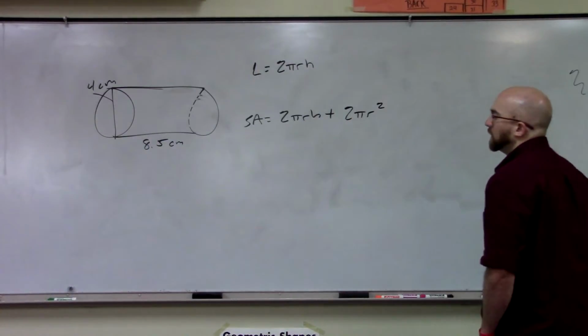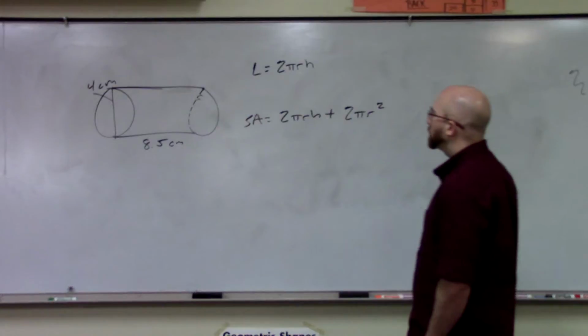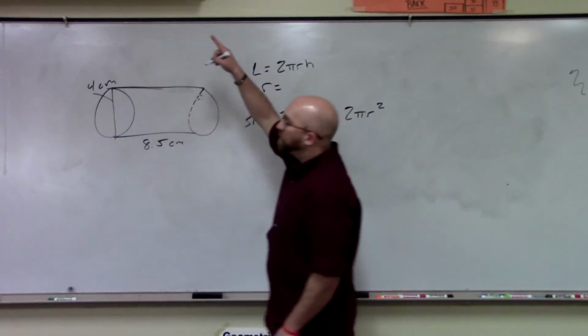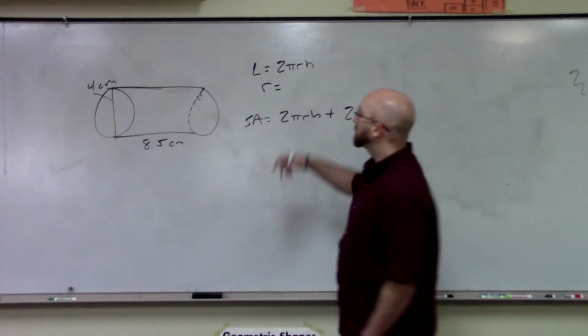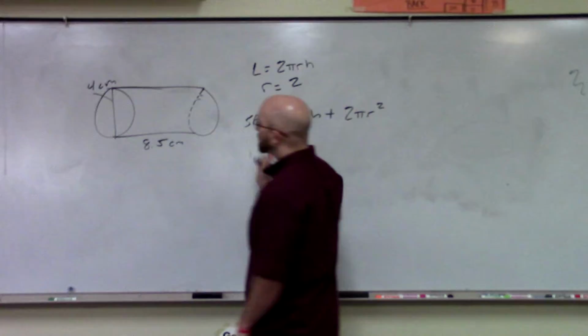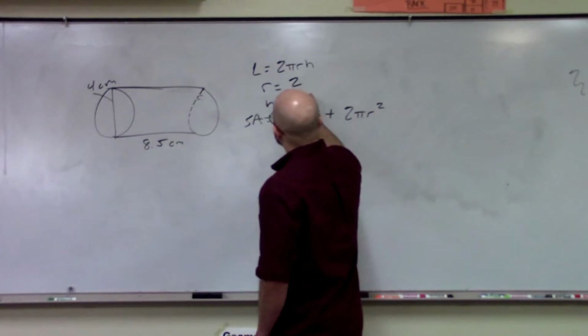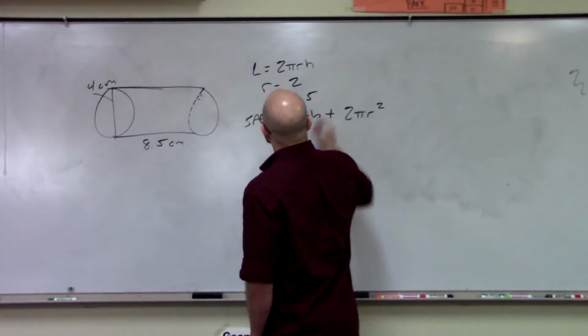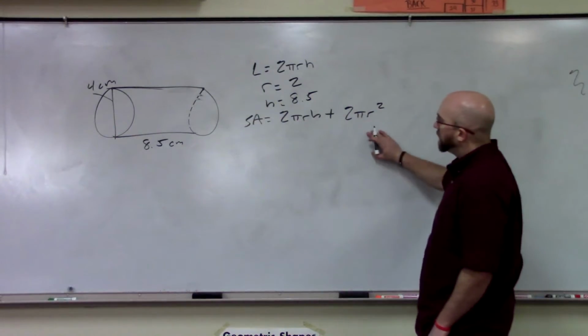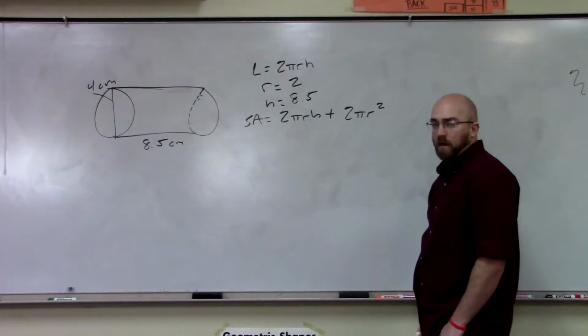Alright, so signify what you have, signify what you need. We need an r. R, as you can see, our diameter is 4 whenever the line is 4, so that means our radius is 2. Our height, the distance between them, is 8.5. If you look, that's all I need. R is staying the same here, and h is staying there, so let's plug it in.